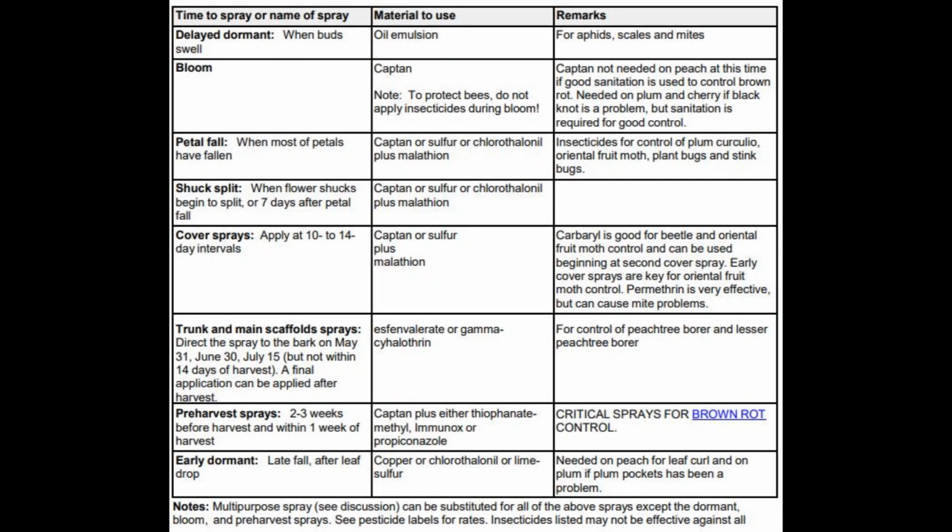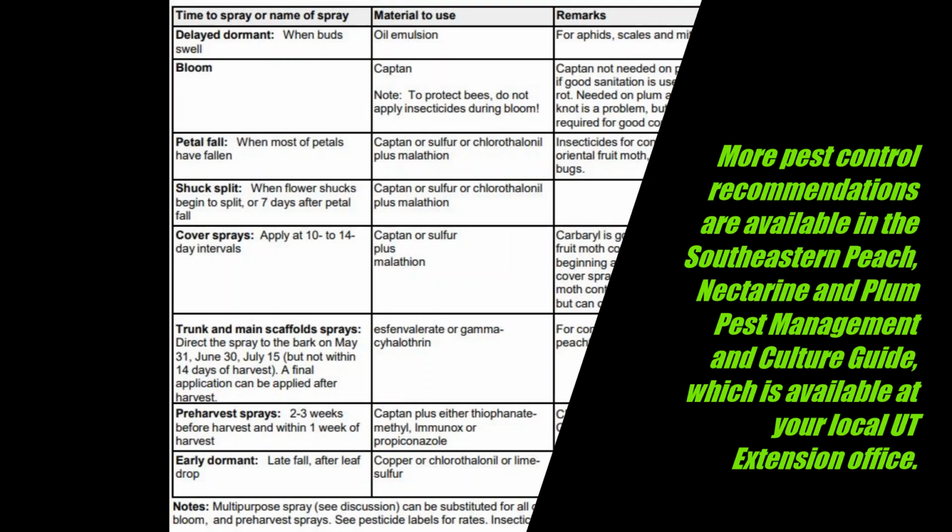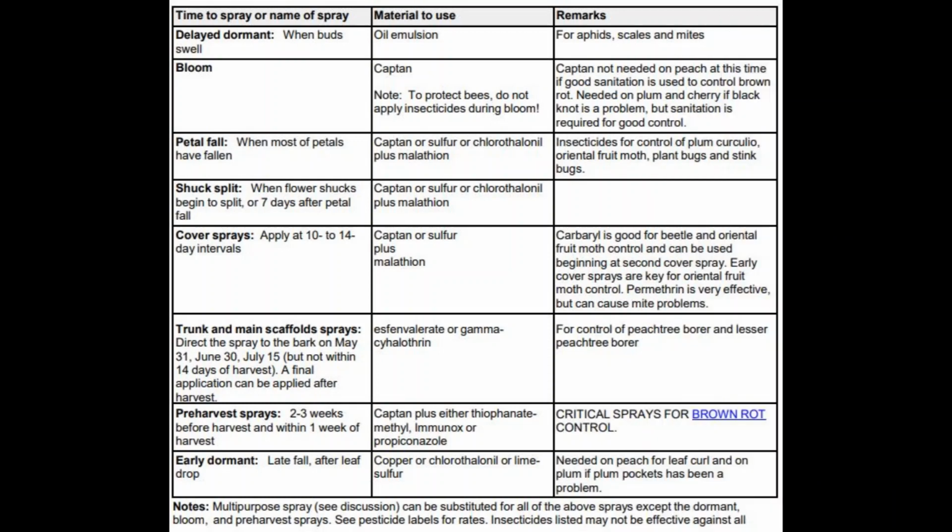Now, this isn't the only list of materials that you could use. There are certainly many others that have been tested by universities, and we can help you with that on a one-on-one basis. So I would encourage you to work with your local extension agent and try to determine what best meets your needs, because everyone's situation is different. Whether you're a homeowner or in a commercial orchard will certainly impact how frequently you spray and what materials you might use.